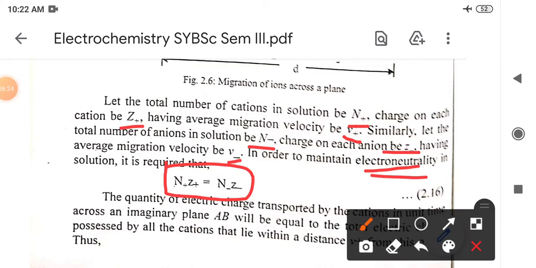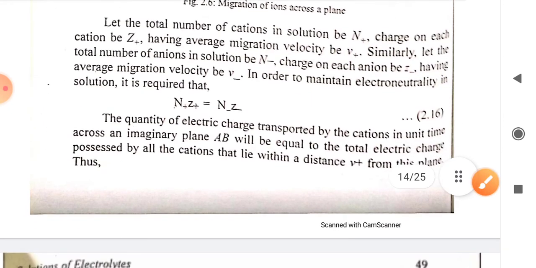So in order to maintain electron neutrality in the given solution, it is required that the number of cations times the charge of the cation should equal the number of anions times the charge on the anion. That is, mathematically, we can say that n plus into z plus is equal to n minus into z minus.